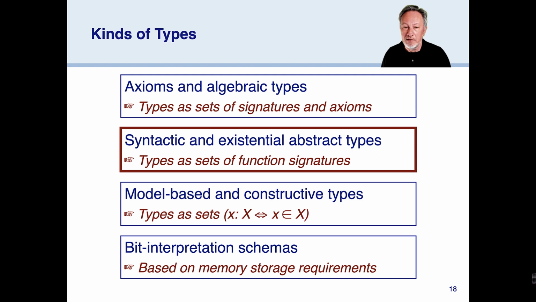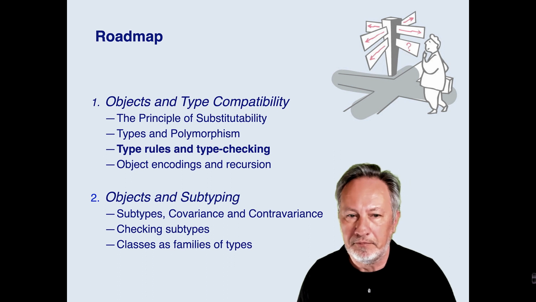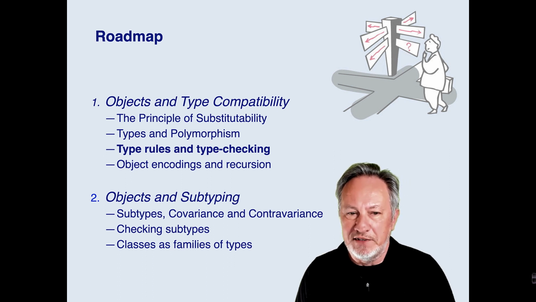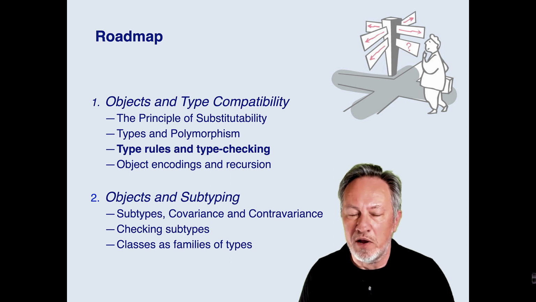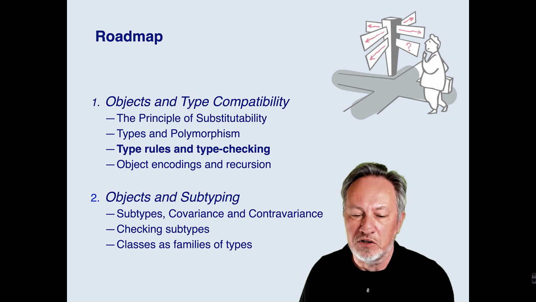Most of our focus in this lecture will be on the third kind, so types as sets of function signatures, but we'll be bumping into some of the other kinds as well as we move along. So this is the kind which most closely matches what we think about when we're thinking about objects, types, classes, subtypes, and subclasses. In order to proceed, we need to have some way of thinking about how to express type rules. So I'm going to introduce you to a standard way of describing the static semantics of such languages.